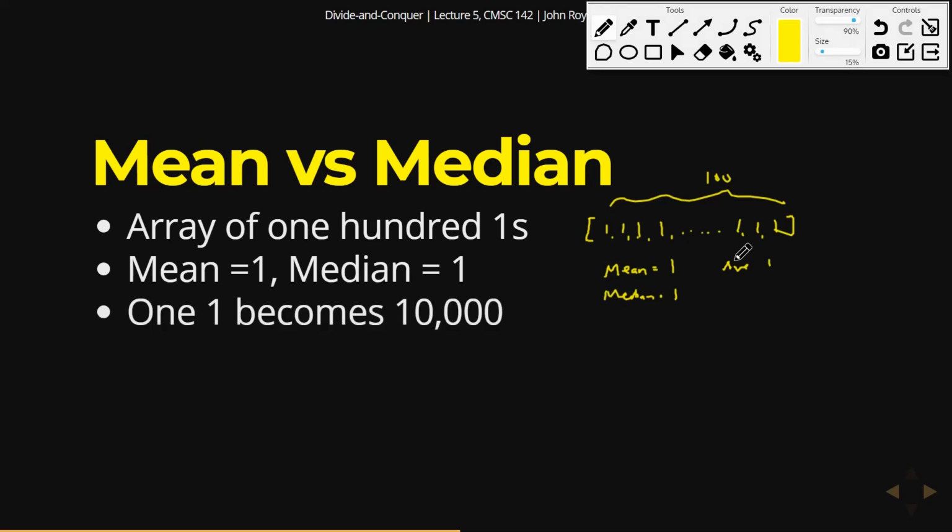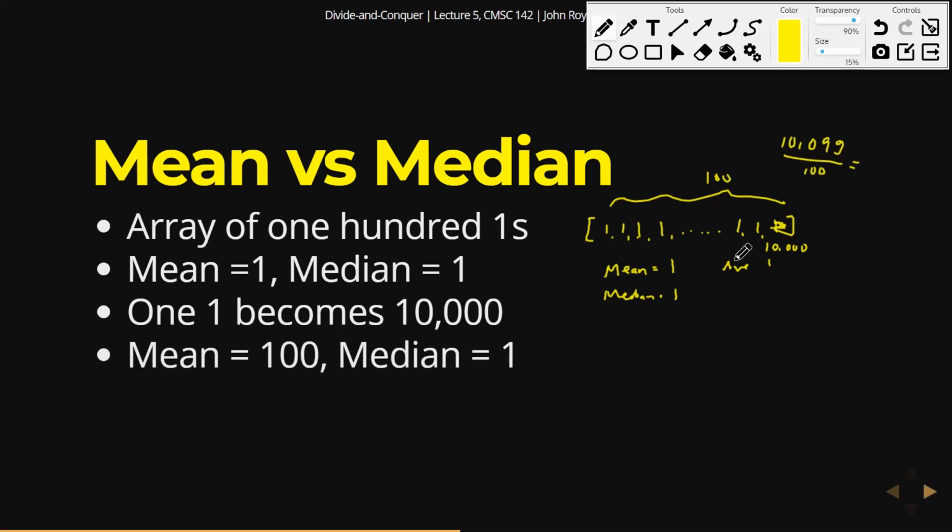Now imagine if one of these ones gets corrupted and becomes 10,000. So let's say that this one got changed to 10,000. What will happen to the mean and the median? So the sum will now become 10,099, right? Divided by 100, that would make it about 100 also. Okay. About 100, yeah, because it's 10,000.